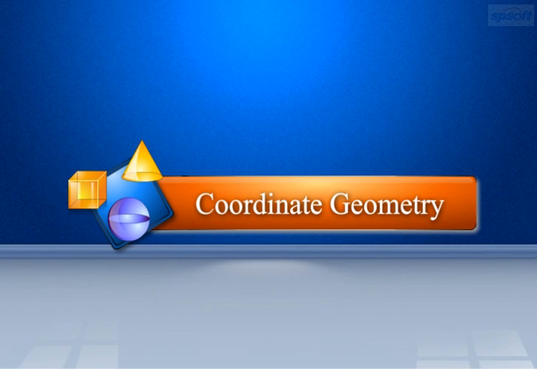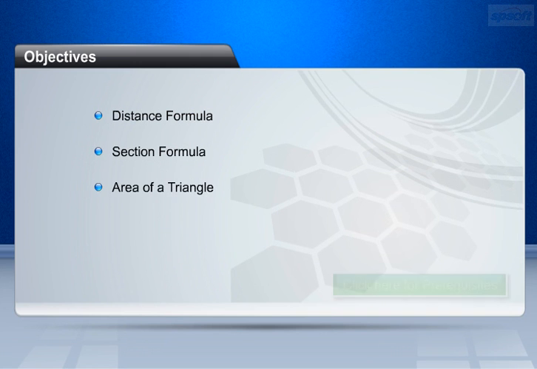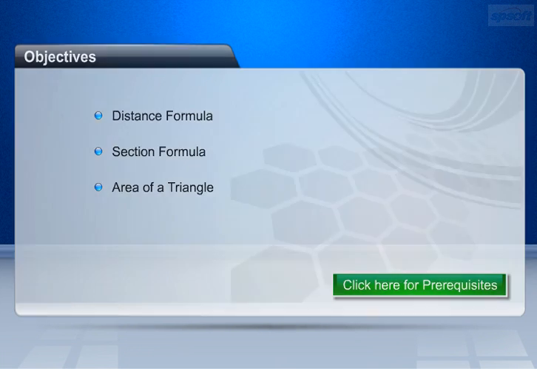In this session, you will learn about coordinate geometry. The objective of this session is to make you learn about distance formula, section formula, and area of a triangle. Before starting the session, let us recollect few concepts that we have learned in earlier classes.